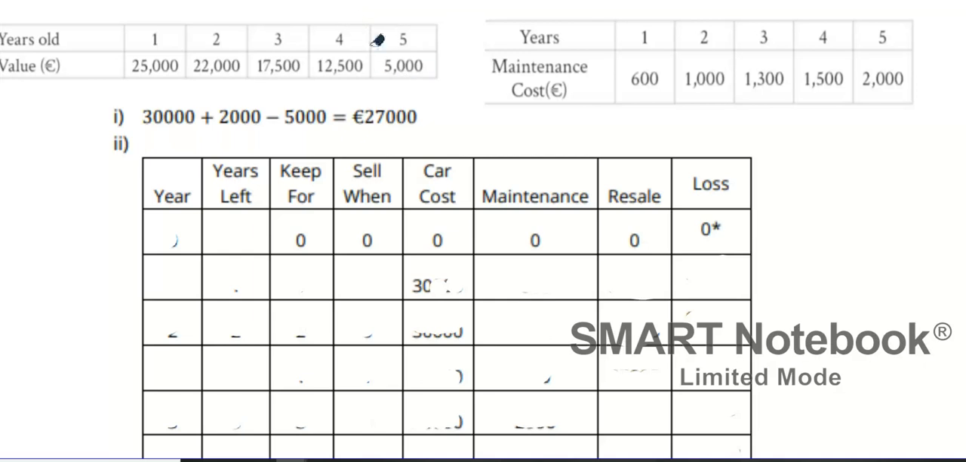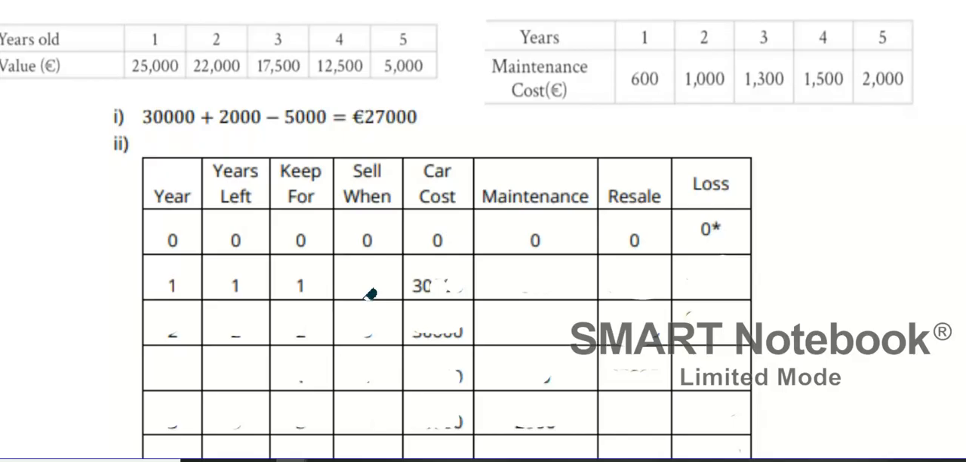So let's start off with we do nothing. Year 0, 0, 0, 0, 0, 0. We did nothing, did we? Nothing happened. Right. Now, year 1. What are we saying about year 1? There's 1 year left, yeah? 1 year left before the 5 years is over, yeah? You're going to keep it for 1 year.